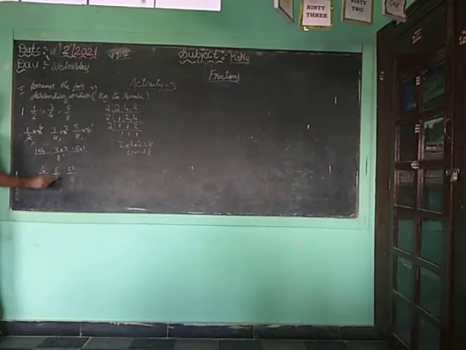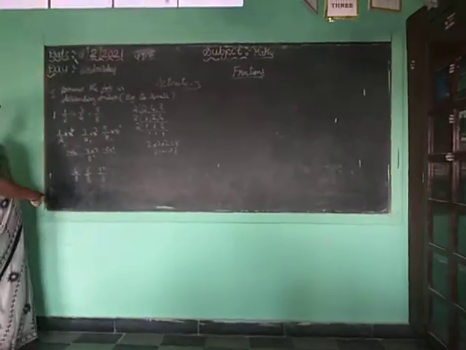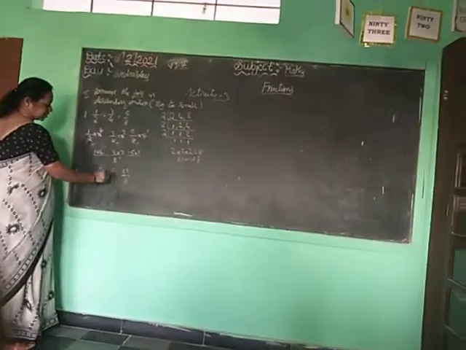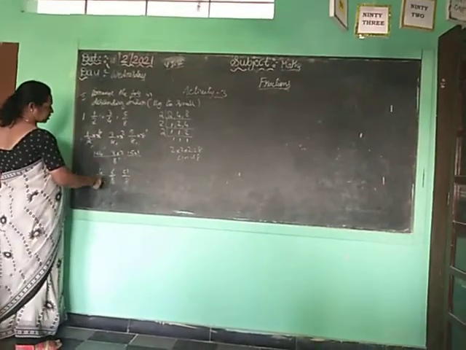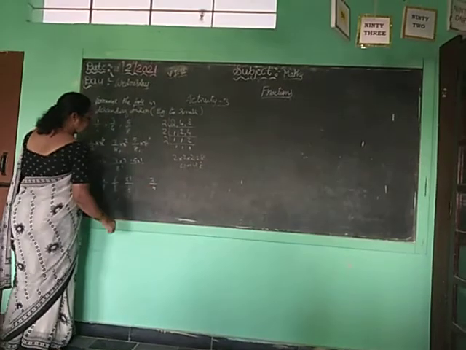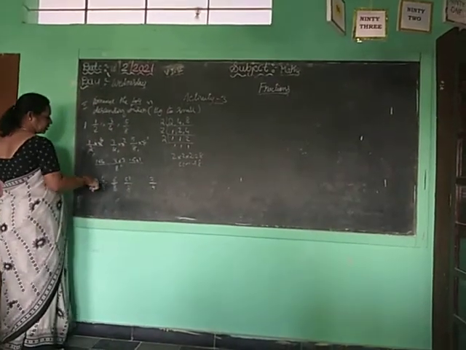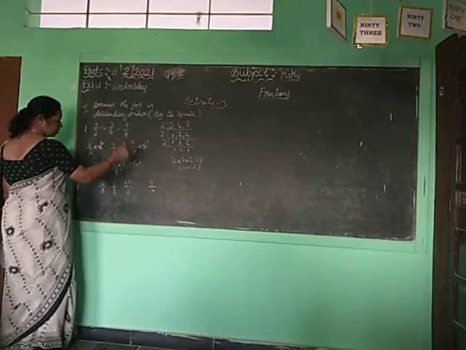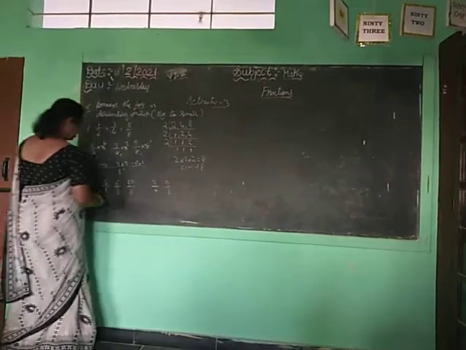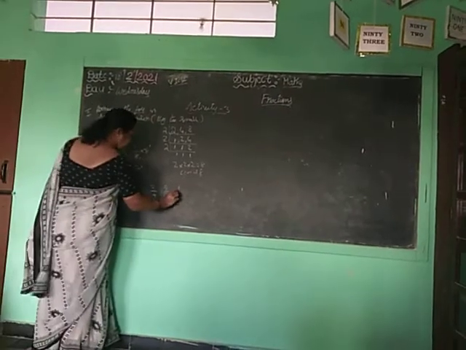So I made the denominator common. Now see the numerators, which is the biggest number here? 4, 6, 5. 6 is bigger. 6 by 8 is which fraction? 3 by 4. Next is 5. 5 by 8 is what? 5 by 8 only. Next is 4 by 8, that is 1 by 2.